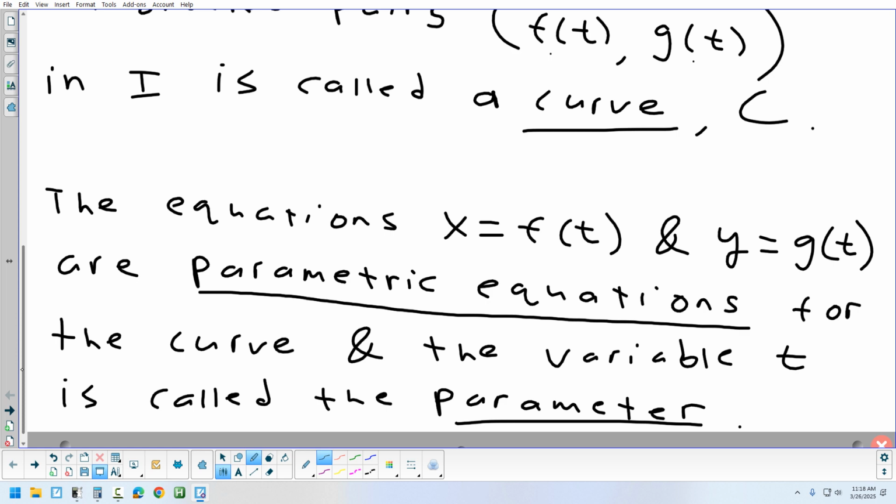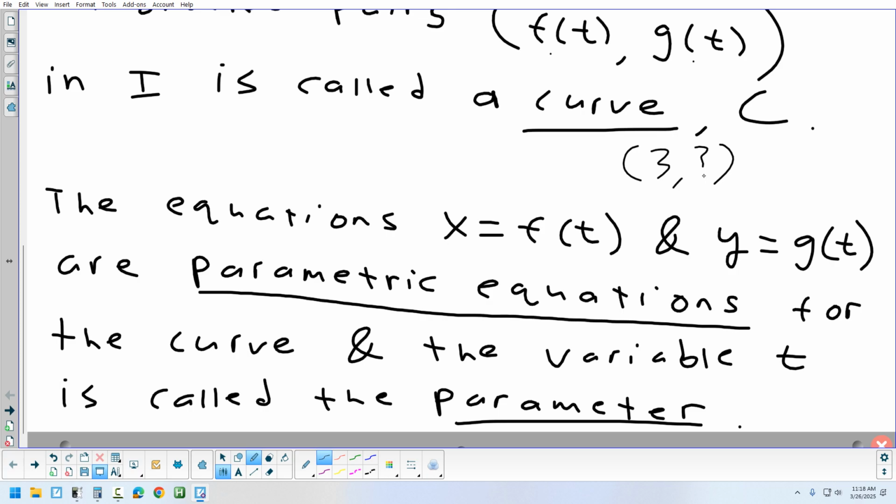And you have to be given two of them. If I ask you to draw something parametrically and I only give you one, you can't. It's kind of like if I said to you to graph this point, 3 comma question mark. You can't. You don't know the other number. Okay. You got to know both to be able to do it.